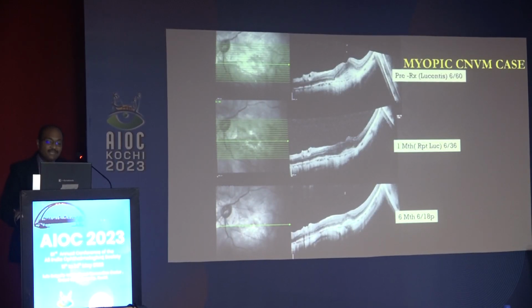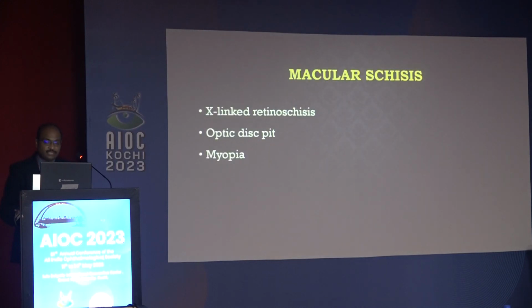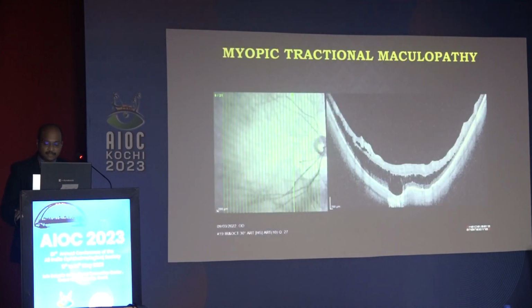Same thing, you can see a very thin choroid. I like to direct attention to this very thin choroid here in the myopes, and the CNVM melts off with anti-VEGF injection. Some examples of macular schisis, X-linked retinal schisis.